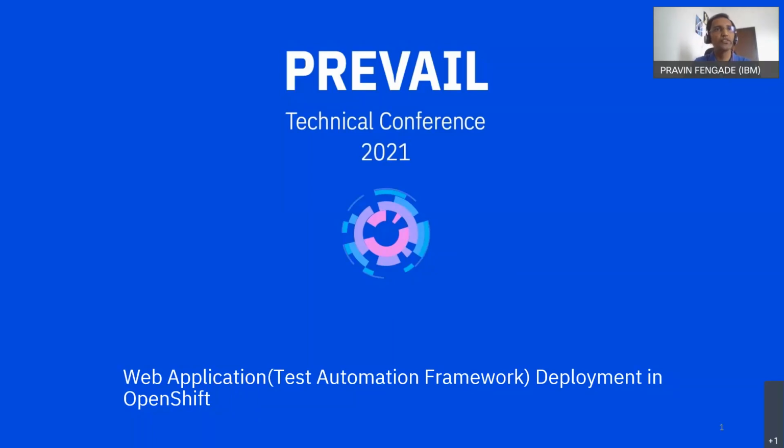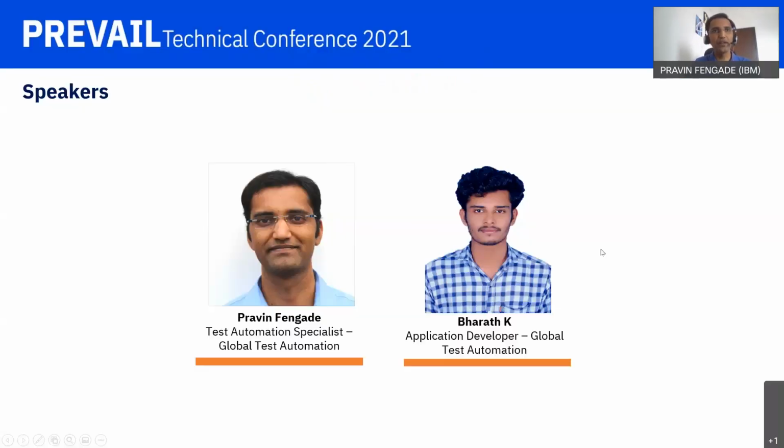So myself, Praveen, from the Global Test Automation team. I work as a test automation consultant and specialist on this team. I have with me my colleague Bharat, who is the application developer who developed the framework from the backend and front end perspective, and he's also helping to explain OpenShift, how it is getting deployed, and what the different configurations are that we have to do. So all the cloud details he will be explaining along with me in this session.